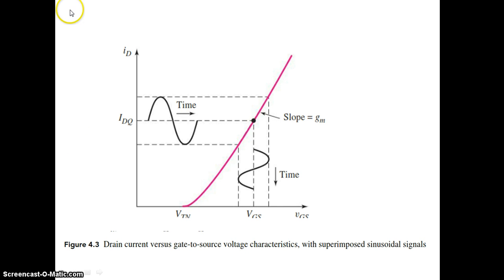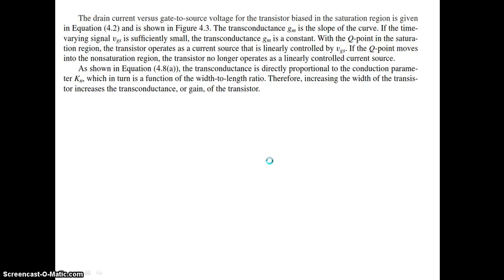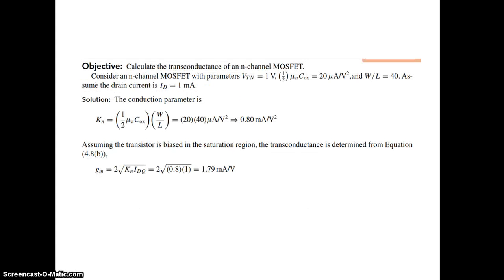Please read this carefully. And this is the superimposed sinusoidal voltages, VGS versus ID. VGS versus ID is the transfer characteristic only. Okay. Next. So the thing has been explained here, and one problem has been given.